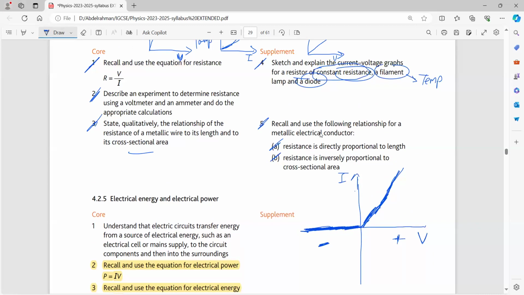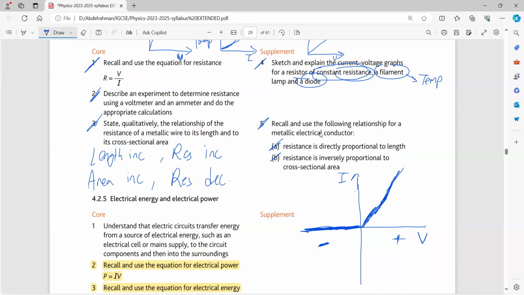We know that the resistance is directly proportional to the length. As the length increases, what happens to the resistance? We know that the resistance increases. As the area increases, what happens to the resistance? The resistance decreases. Right? As the length increases, the resistance increases. As the area increases, the resistance decreases. That's why they are inversely proportional, area and the resistance. Okay? As the area increases, it's inversely proportional.